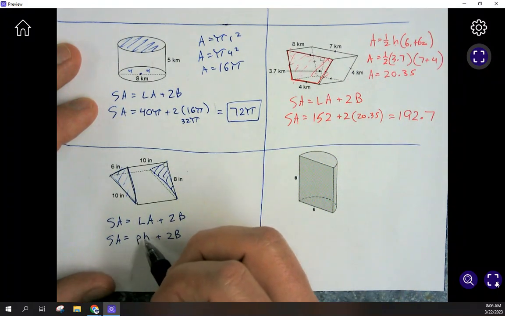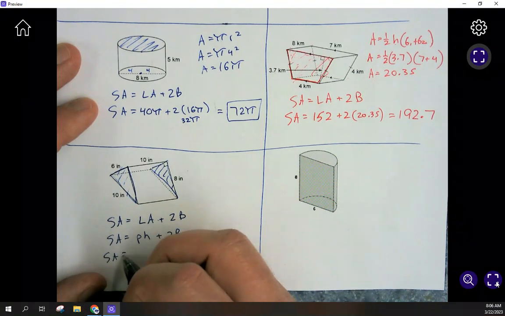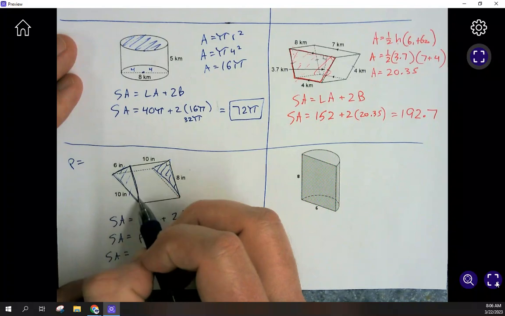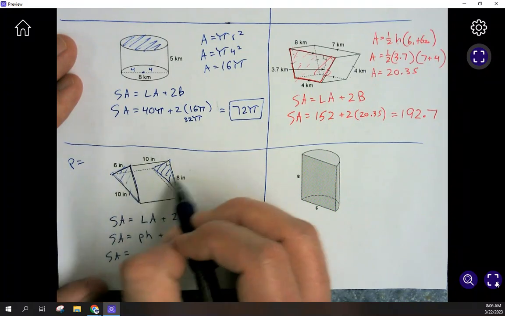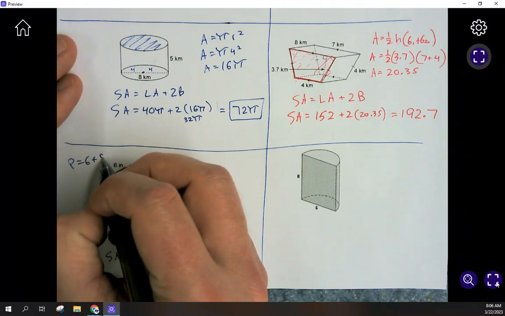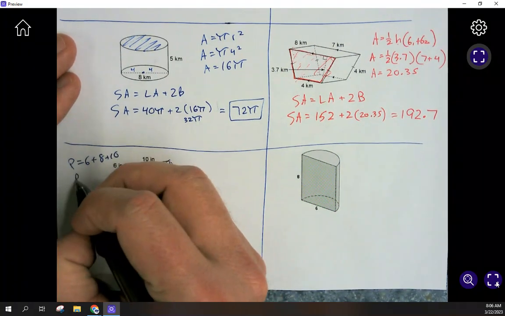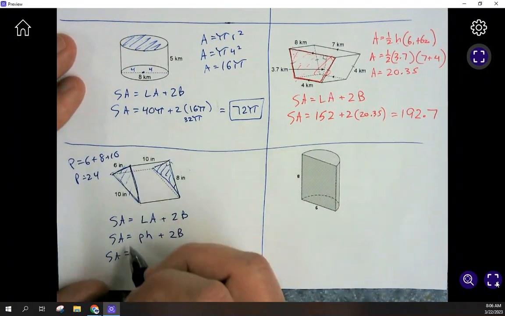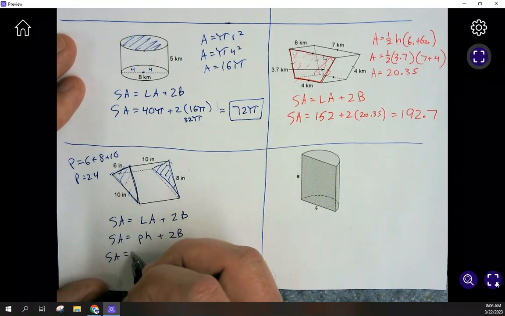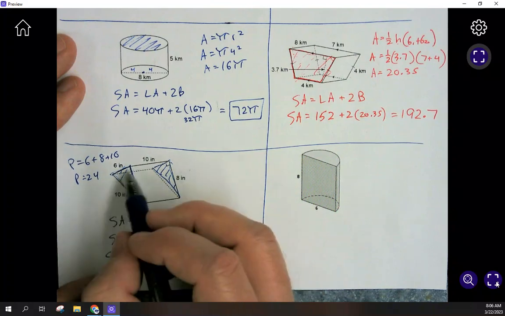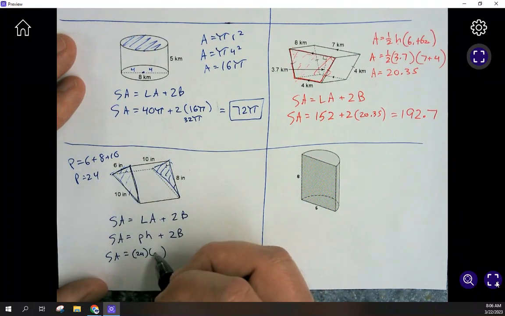All right, let's start with the perimeter times the height here. So perimeter here is the distance around the base, which is 6. This side here is 8. And then the bottom is 10. So if I put that all together, that's 24. That's the P. That's perimeter here. So 24 times the height, the distance from one base to the other, that's 10.